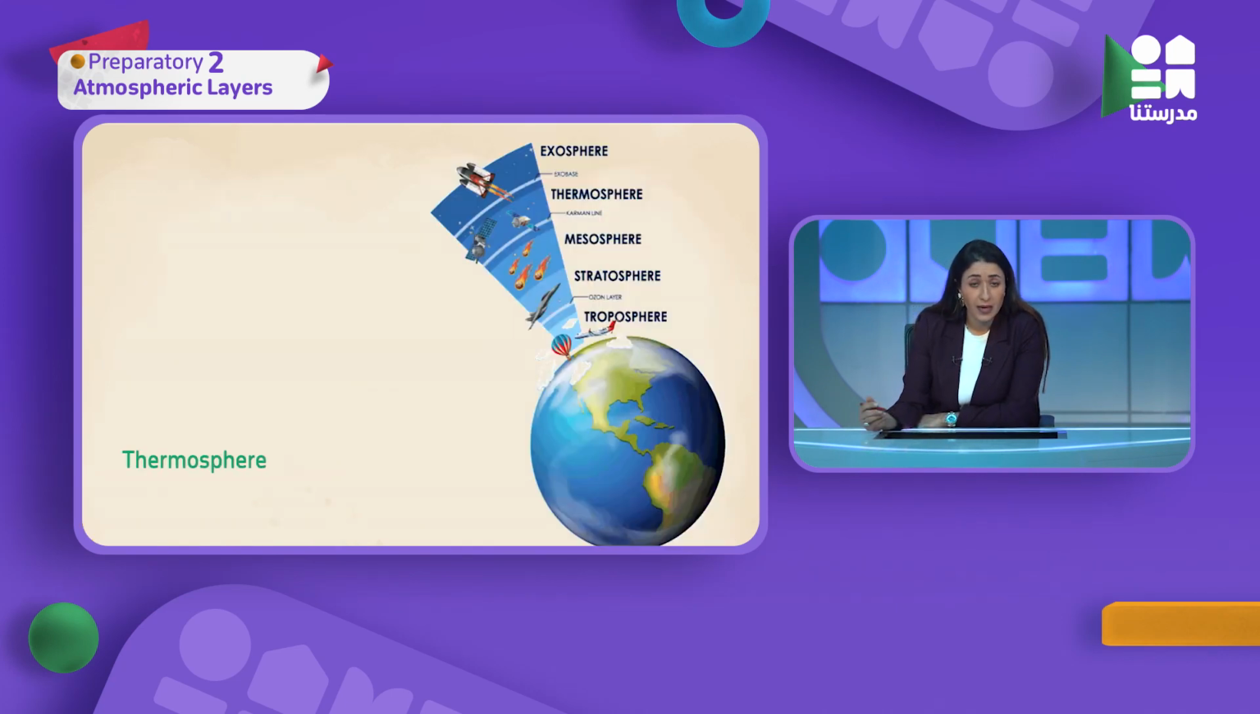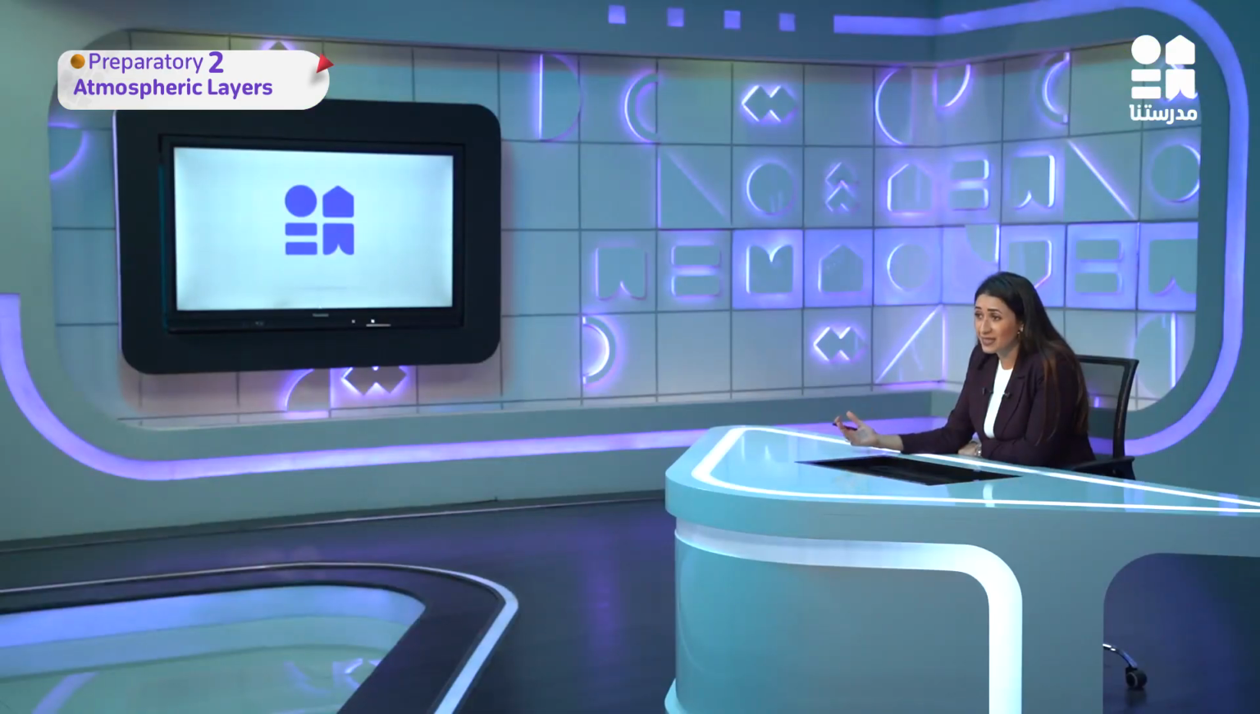طيب our last layer which is the fourth layer is called the thermosphere. وكلمة thermo يعني في heat، في temperature عالي. In this layer the temperature starts to increase again because it's the last layer facing the radiations of the sun. And in this layer it is the hottest layer.